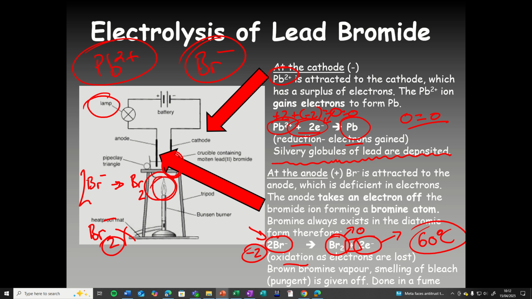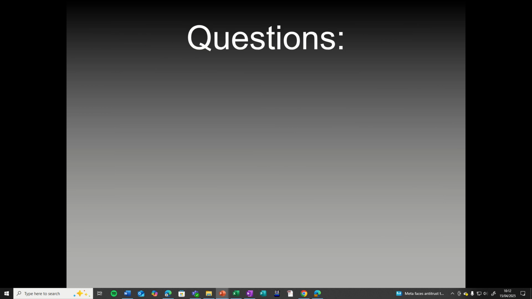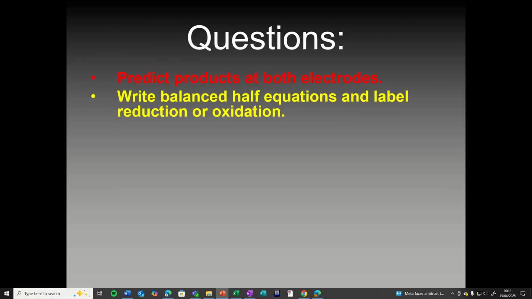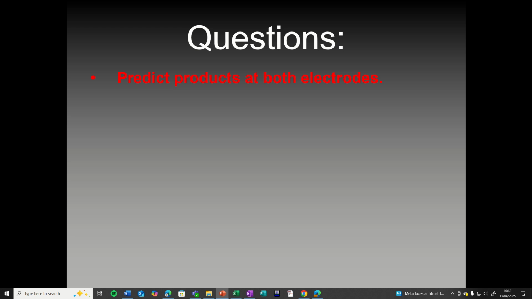This is done in the fume cupboard, as are all the electrolysis reactions which involve the production of a halogen, because halogens are all toxic. So just be careful of that. That's a question they often ask. Why is this done in the fume cupboard? Don't just say because it's toxic or because a product's toxic. You have to be specific about what is toxic. In this case, it's bromine. So you're going to do some here in which you're going to predict the products at both electrodes.